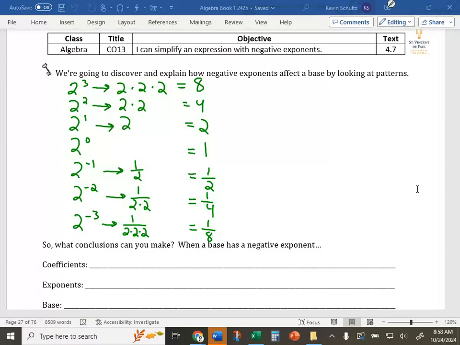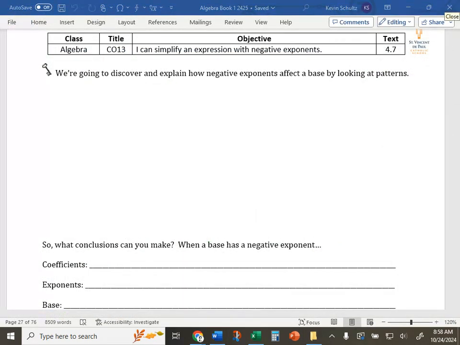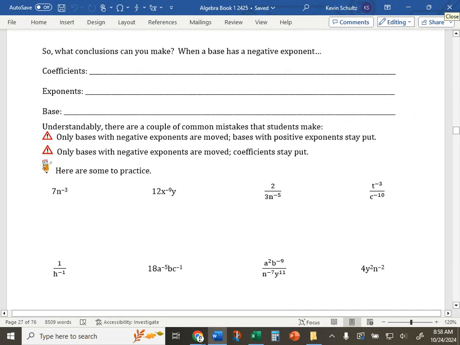Okay, so let's capture this, and let's talk about what the rule is. Coefficients. This rule and negative exponents here are all about moving things. You can think about if a base has a negative power, that means it's not happy where it's at. So we need to move it to the other part of the fraction. The coefficients stay put. Okay, the coefficients stay right where they are.